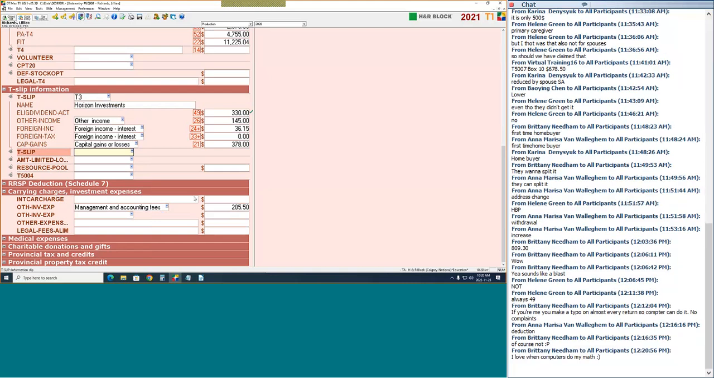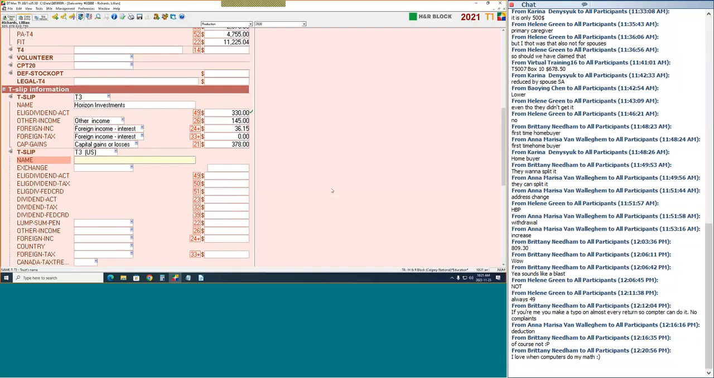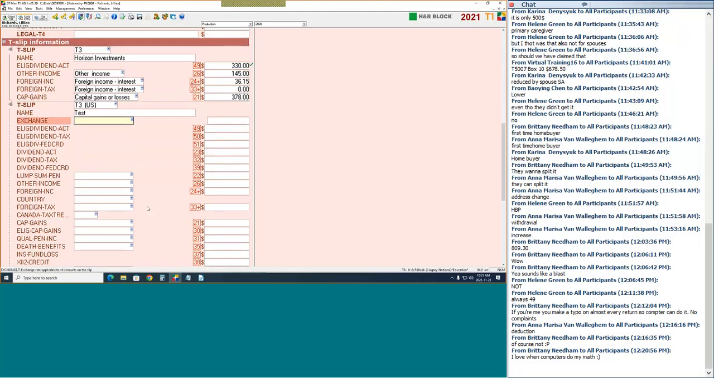Okay, now remember how I said you can change the currency? If you're changing currency to anything other than US, you have to use that exchange rate line. However, if the entire slip is in American dollars, I would enter the slip here, and I don't, in that case, have to enter an exchange rate. So let's just assume that I had a T3 slip, and I'm just going to call this one test because I'm going to take it out in a minute. But if I had a T3 slip and it had some foreign income interest, and let's say I had $500 of foreign income interest.